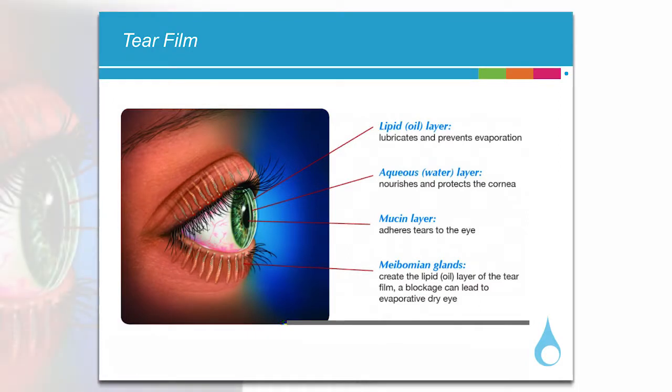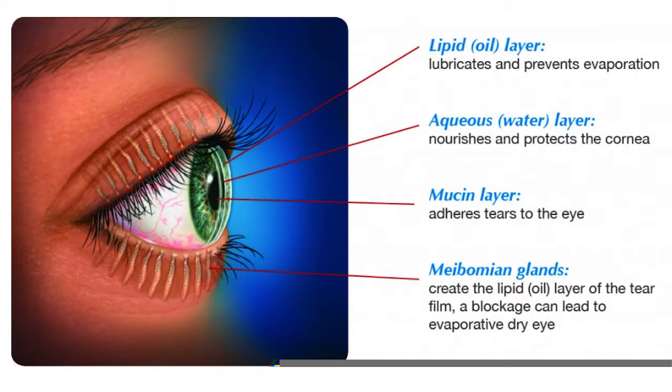Next, evaluate the tear film. It is composed of 3 layers. The most anterior is the lipid or oil layer, which lubricates and prevents tear evaporation. Posterior to that is the aqueous layer, the thickest of the 3 layers, which nourishes and protects the cornea. And finally, the mucin layer, which adheres the tears to the cornea.